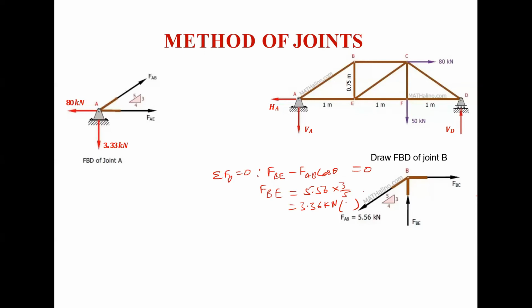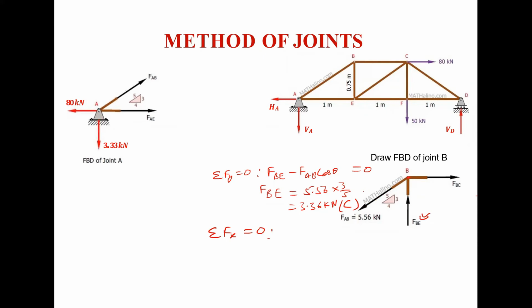Compressive. Compressive, because we are getting a positive sign for this FBE value. That means our assumed direction is correct. So our assumed direction is applying compression at joint B, so we will write here C, nature of FBE as compressive. Next, apply horizontal force balance.